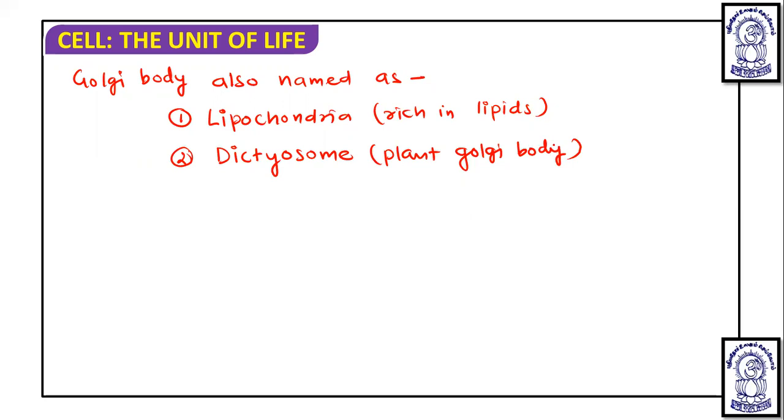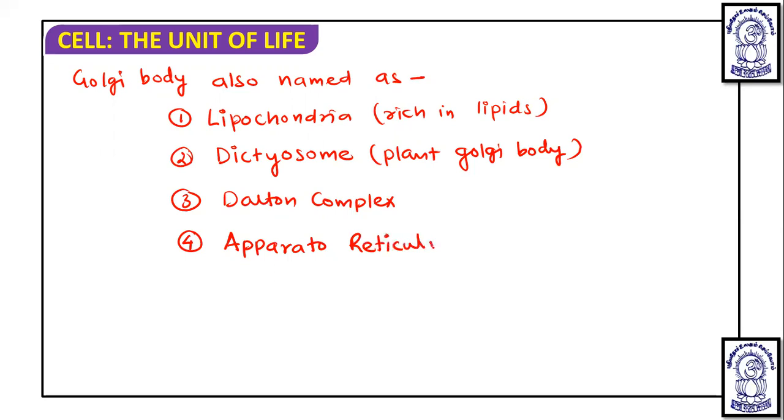Apart from this, it is also called as Dalton complex, and fourth, apparato reticulare. So these are the different names for the Golgi complex.